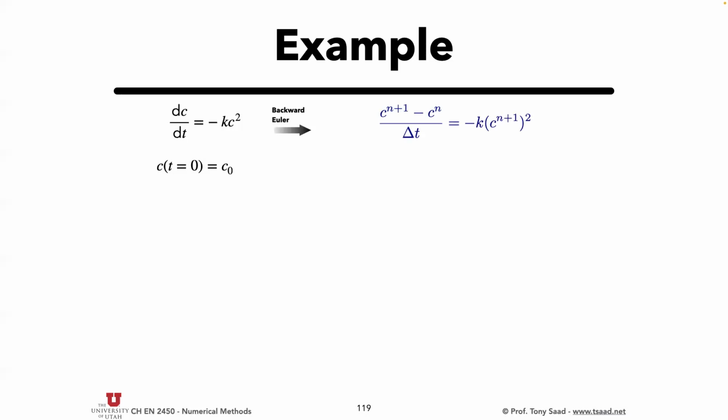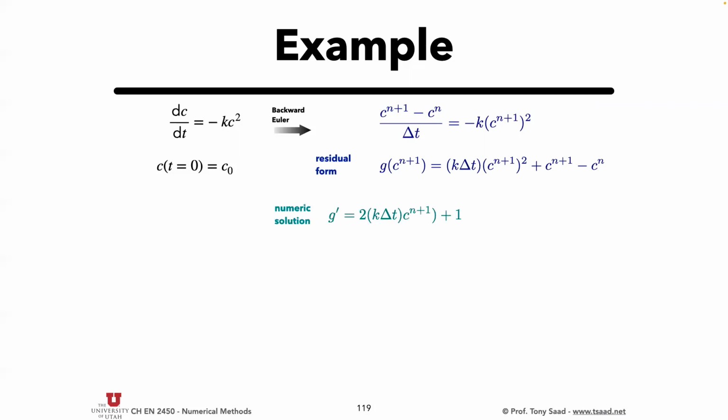Therefore, (Cn+1 minus Cn) over delta t equals minus k Cn+1 squared. Now that's a quadratic, right? You could probably solve this just using the quadratic formula, but it illustrates the point that this is a nonlinear equation. It is a nonlinear equation that you have to find the root for. Then you define your residual essentially by taking the left-hand side minus right-hand side, or right-hand side minus left-hand side.